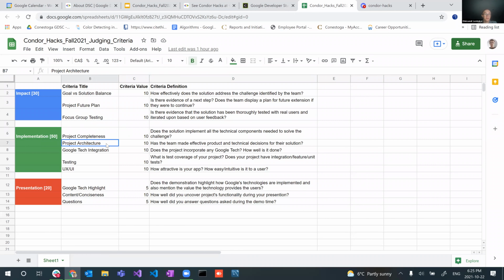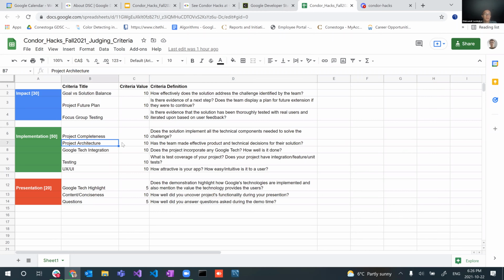Then implementation, 50 points. Essentially this is the coding. We have project completeness, which is worth 10 points. All of these sub criteria are also worth 10 points. The first one is project completeness. Does the solution implement all the technical components needed to solve the challenge? How complete is your project?